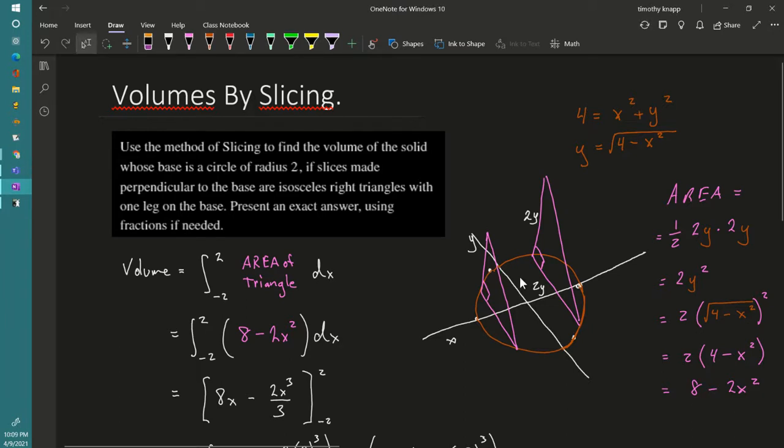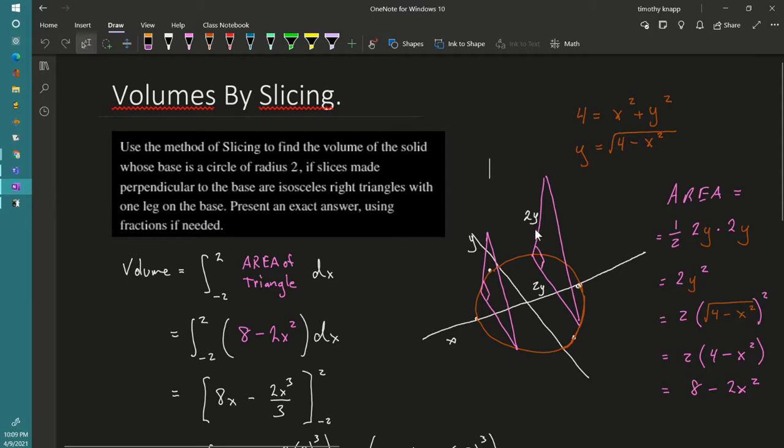Okay. And then what we're trying to do is, the slices that are made are perpendicular to the base, and they are isosceles right triangles with one leg on the base. So here's basically an isosceles right triangle. I tried to make a 3D effect.